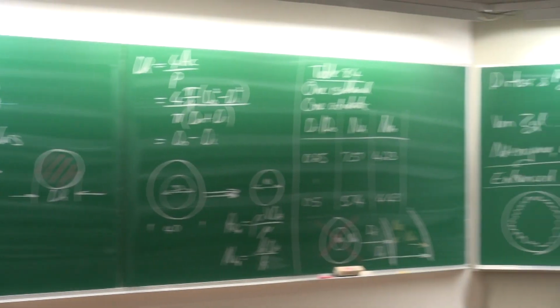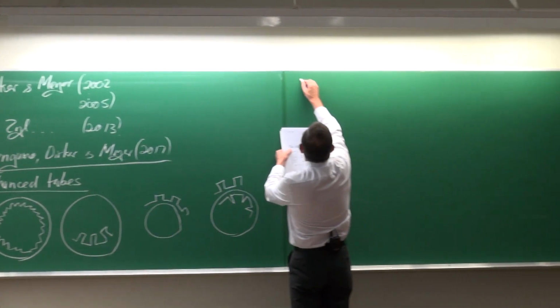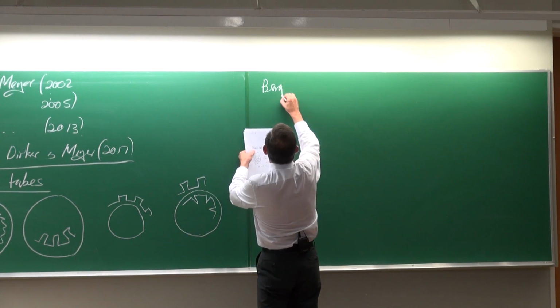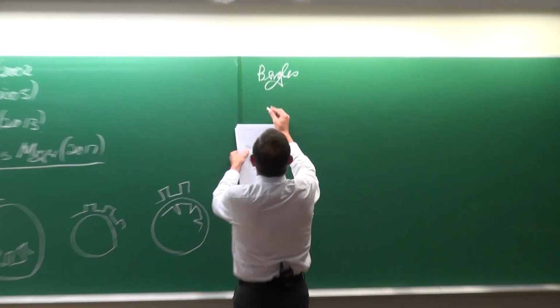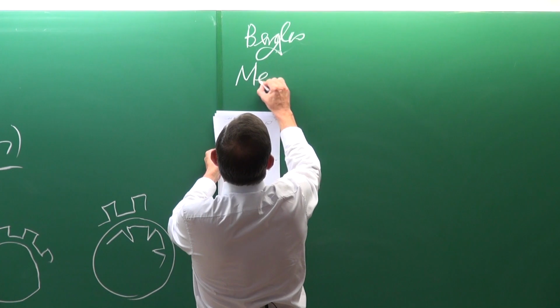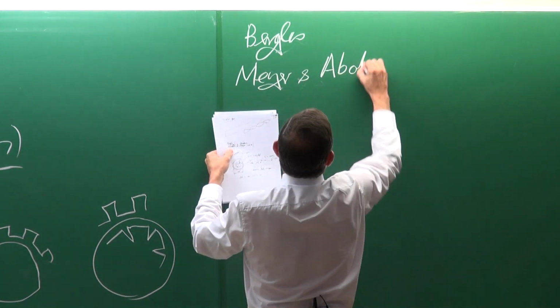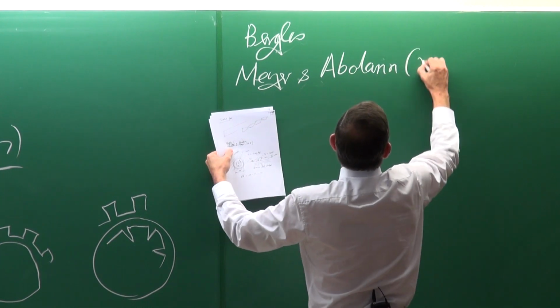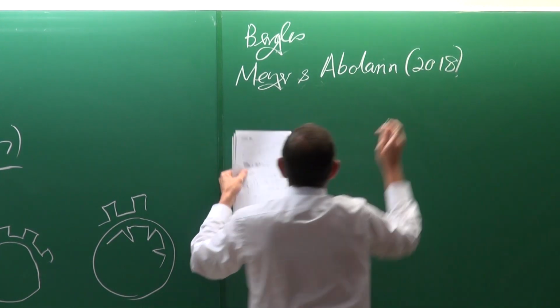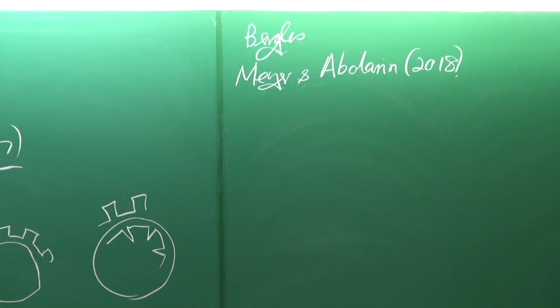If you would like specifically to look at twisted tapes, you can go and look at the work of Burgels, Art Burgels, and then also the work of Meyer and Abolurin, 2018, published recently. You can go and get all those heat transfer coefficients in those articles.